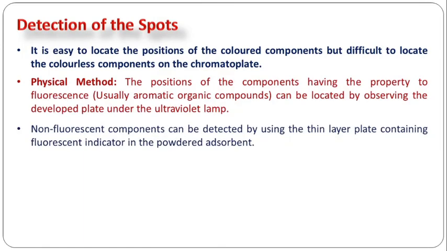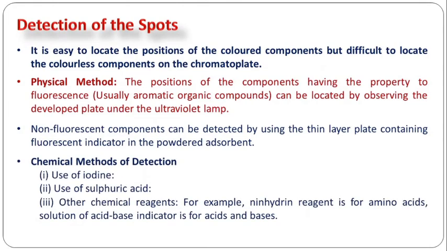Non-fluorescent compounds can be detected by using a thin layer chromatographic plate containing a fluorescent indicator in the powdered adsorbent. So if non-fluorescent compounds are there, we can use a special type of thin layer chromatography, in which a fluorescent indicator is used in the powdered adsorbent. While some chemical methods are there, like use of iodine, use of sulfuric acid and other chemical reagents, for example ninhydrin reagent for amino acid solutions, and acid-base indicators can be used for acids as well as bases. So these are some chemical methods for the detection of spots.